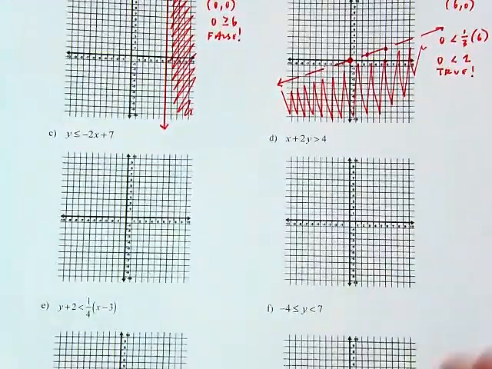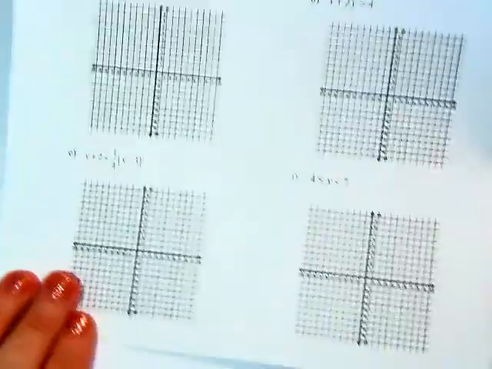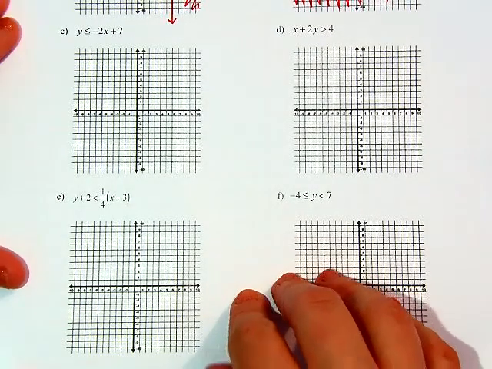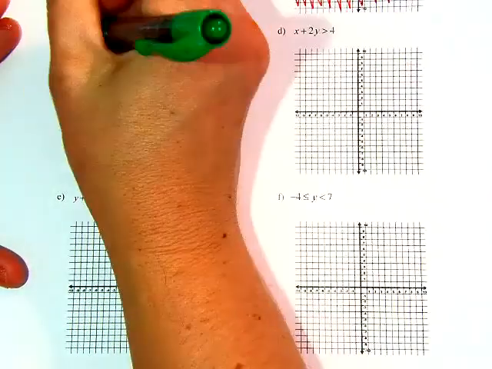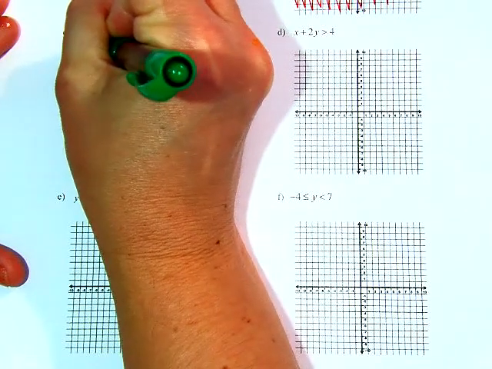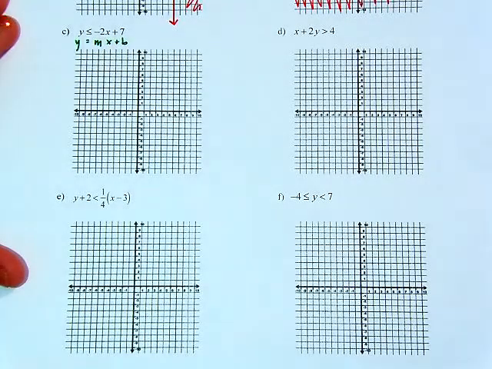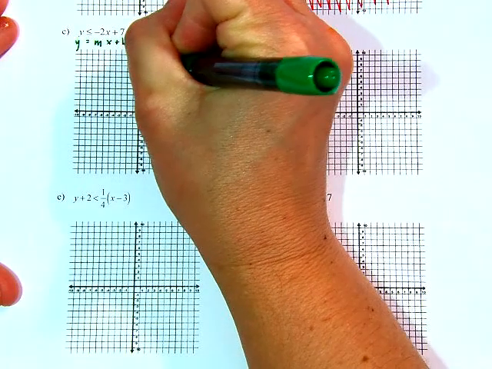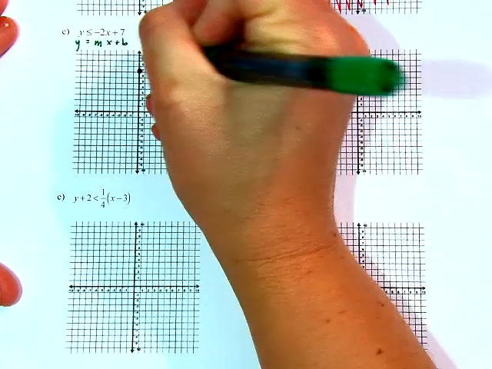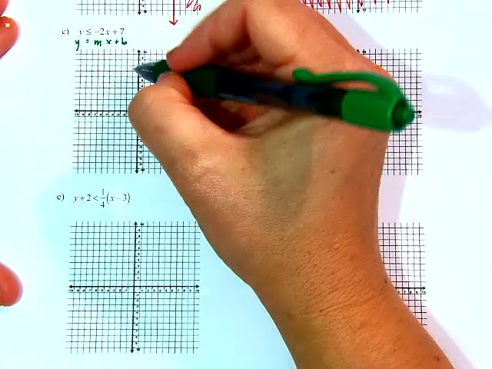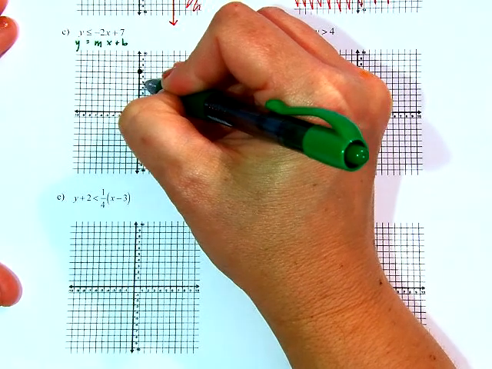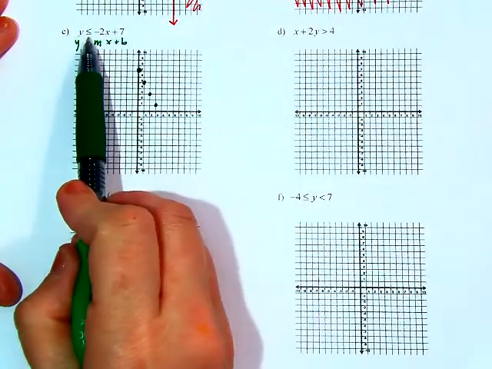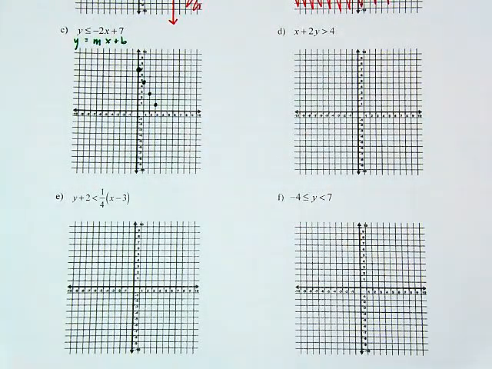Okay, let me slide it up. All right, in C here, I see slope-intercept form again. I can recognize y equals mx plus b. So I can see that my y-intercept is at 0, 7, right here. My slope is -2, so I'm going to go down 2 and right 1. Okay, it can be equal to, so the line part will be solid.